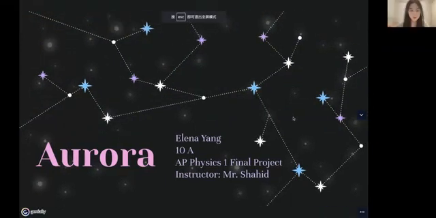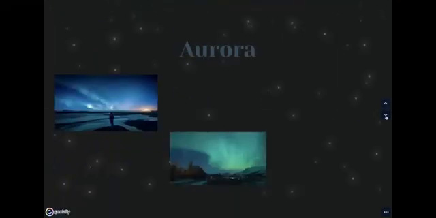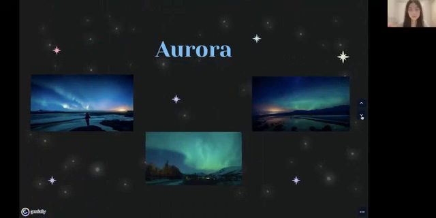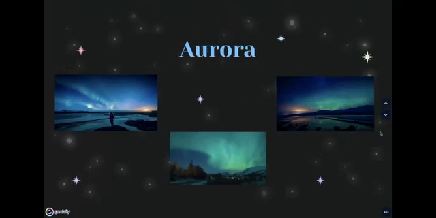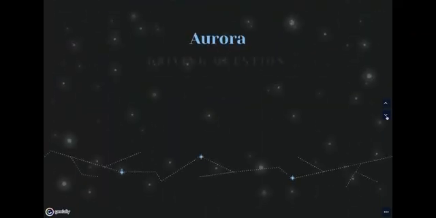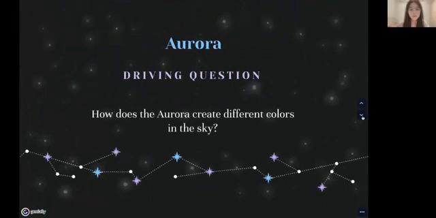This is my presentation, Aurora. First, please see some pictures about aurora. This is the blue aurora, this is the green aurora, and this is the orange aurora. Then, this is my driving question about aurora. As you can see, there are different colors of aurora, but how does the aurora create different colors in the sky?